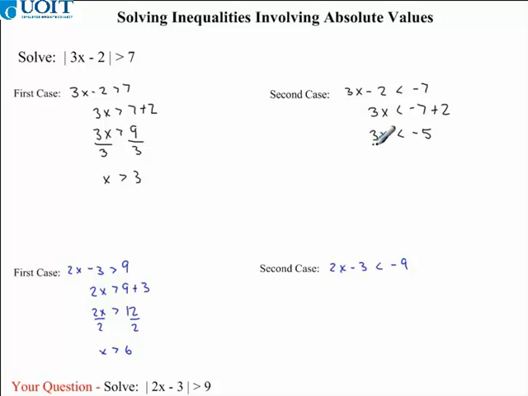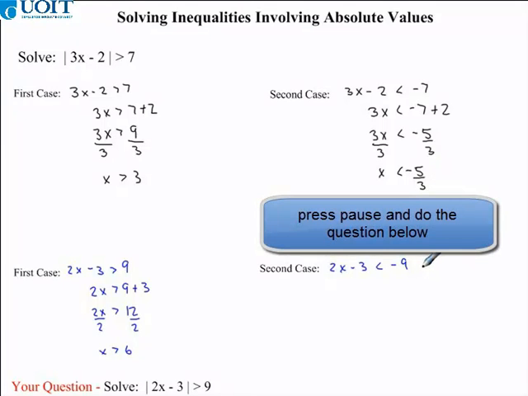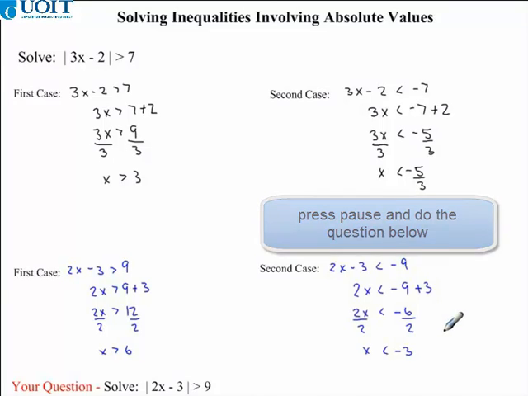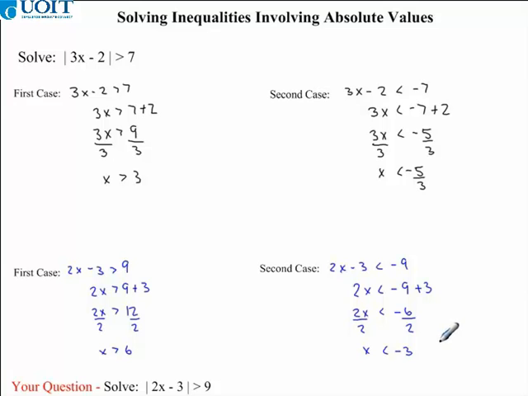Now we need to get rid of this 3, so we're going to divide both sides by 3 to be left with x less than negative 5 over 3. I'm going to leave this in fraction form because I don't want to deal with decimals. I would now like you to solve for x in your second case. Here's the answer you should have got.